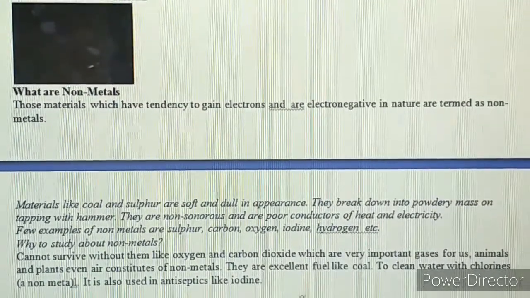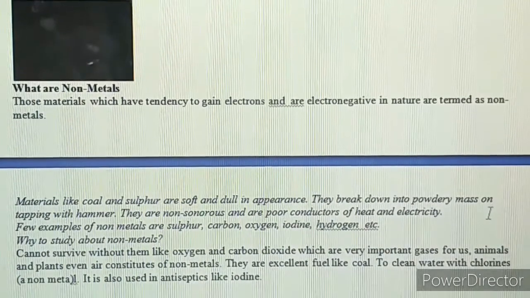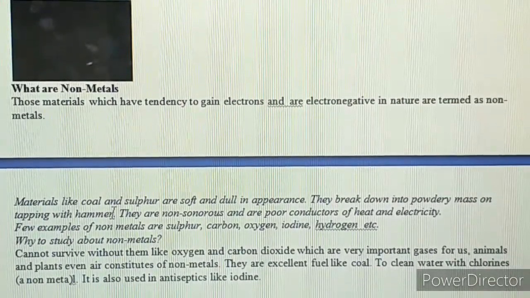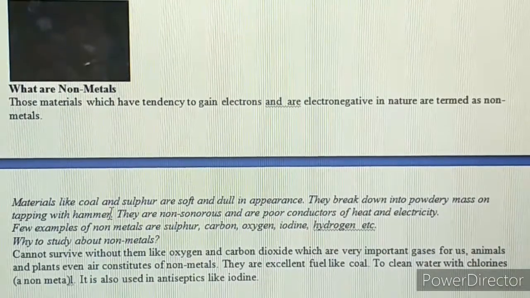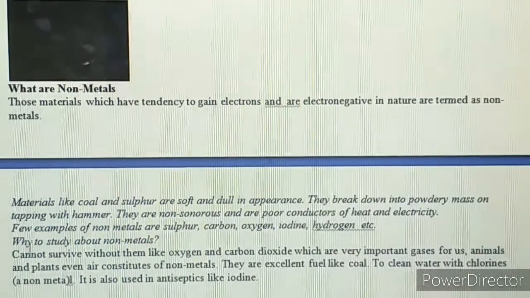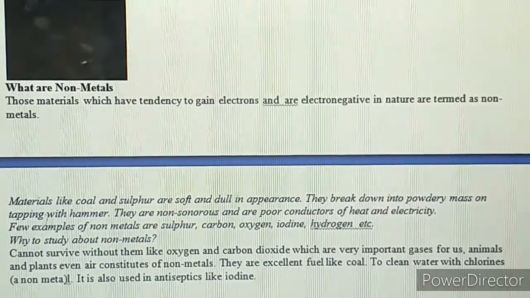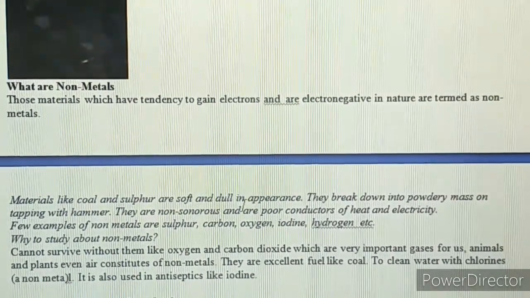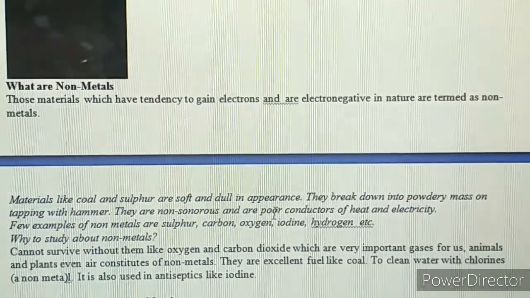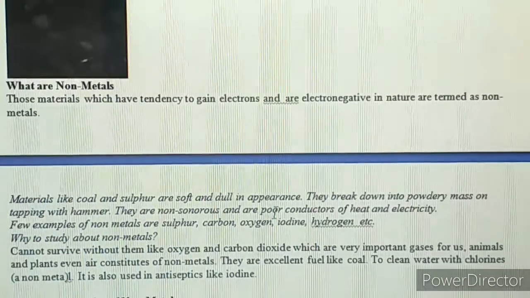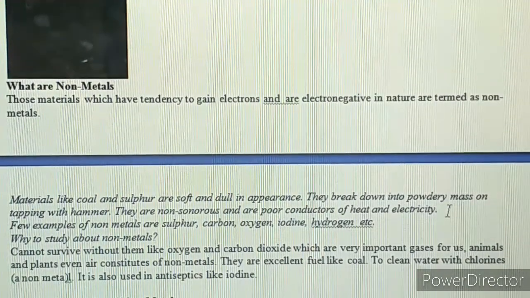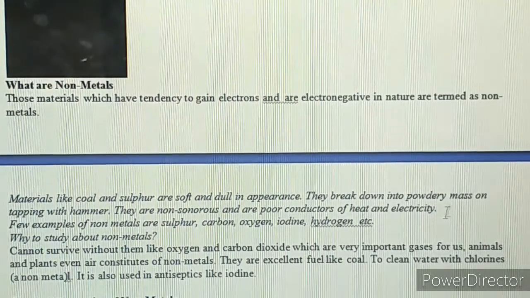They break down into powdery mass. They are not very hard. They break down into powdery mass on tapping with hammer. While you know that metals are malleable and ductile, they can be drawn into sheets and wires, these are non-malleable and non-ductile. They are non-sonorous. They do not produce ringing sound when they are struck. And they are poor conductors of heat and electricity, just opposite of metals, children.